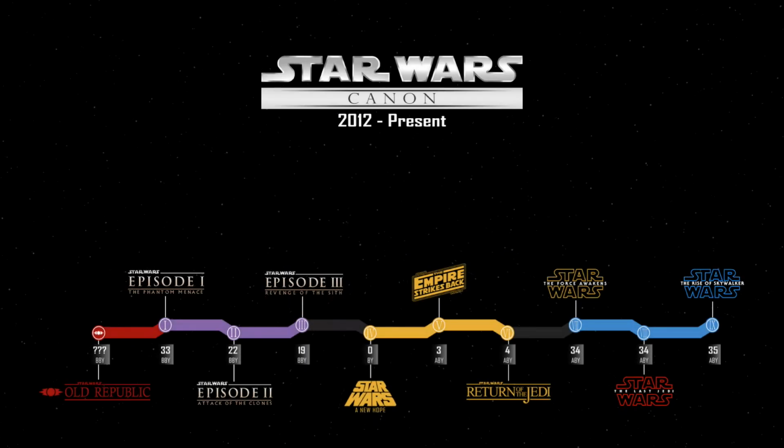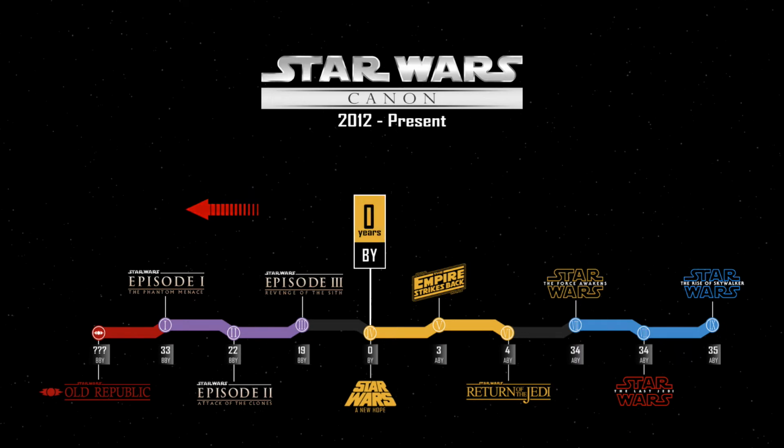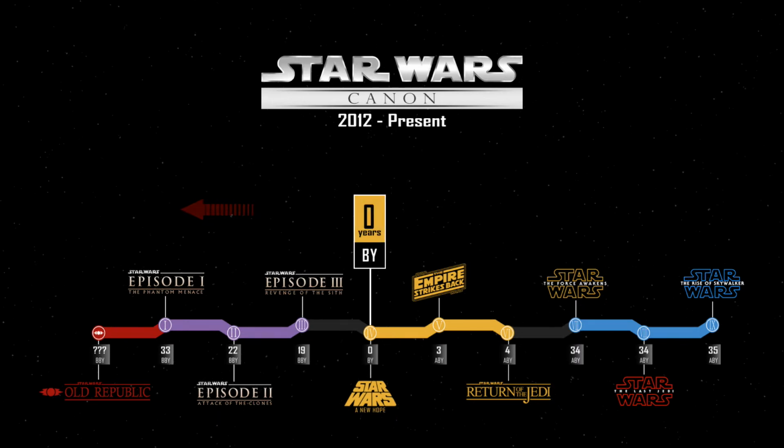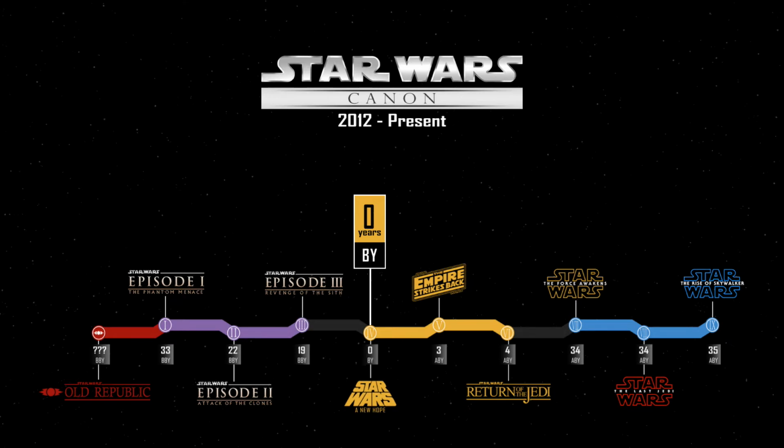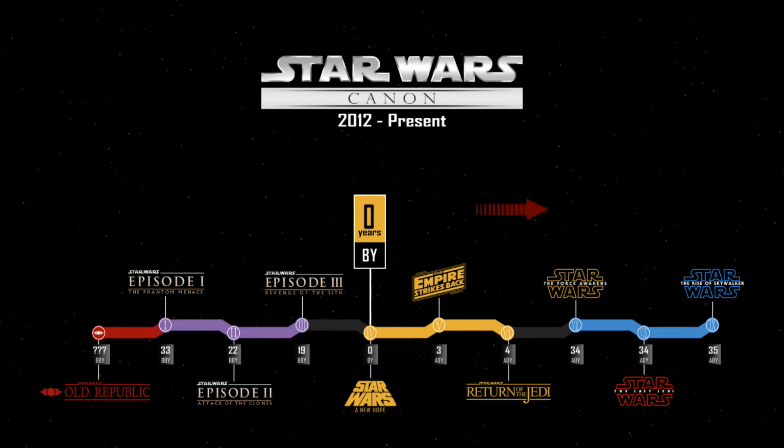Now, let's take a look at how the current Disney Canon cinematic timeline works. Once again, A New Hope, the first Star Wars film, is at the center. It's our starting point. As you move to the left, the time goes back in reverse. Episode 1 takes place 33 years before Battle of Yavin. Episode 2 is 22 years BBY, and Episode 3 is 19 years BBY. When we go past Episode 4, time moves forward, with Return of the Jedi happening 4 years after Battle of Yavin, Episode 7 taking place 34 years ABY, and so on.